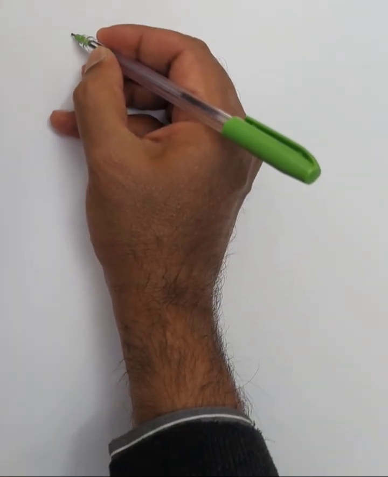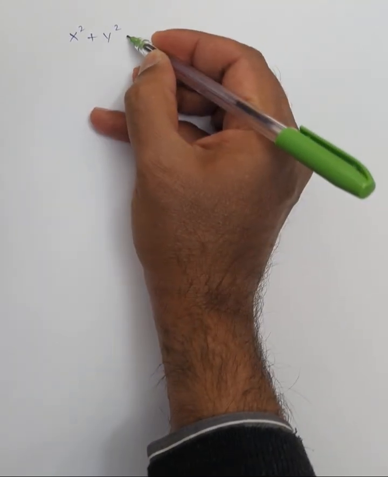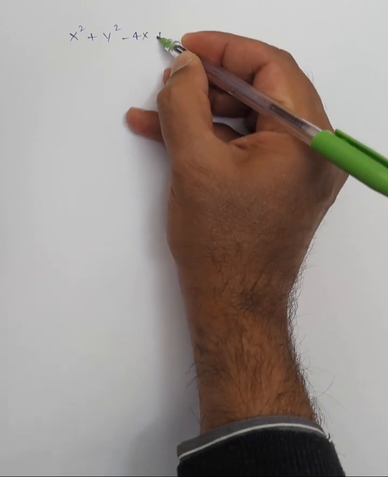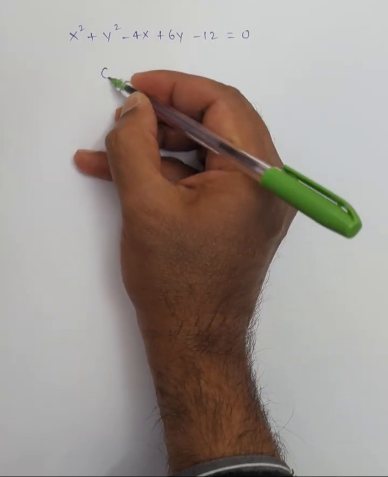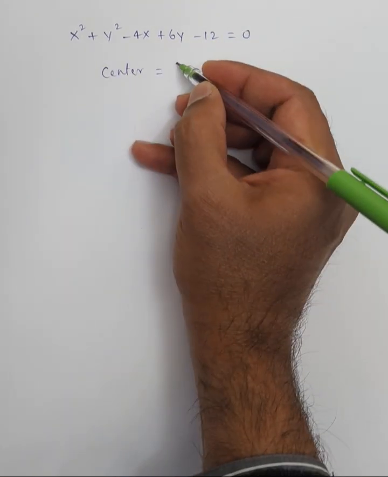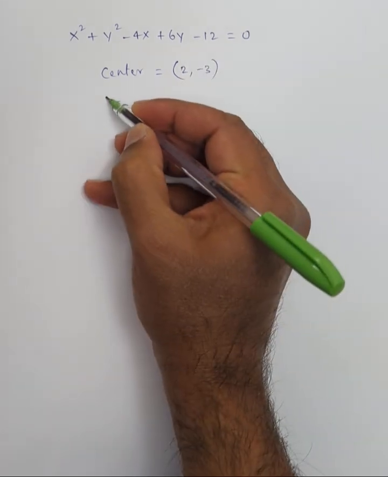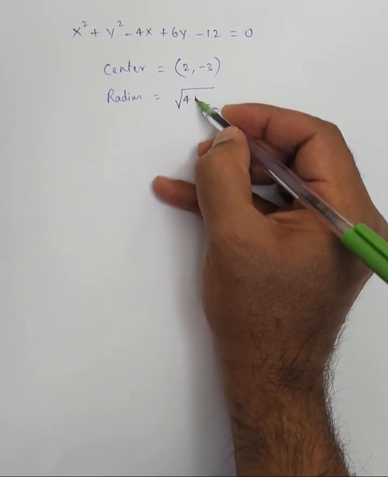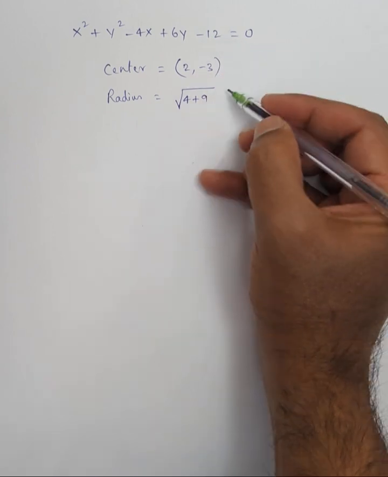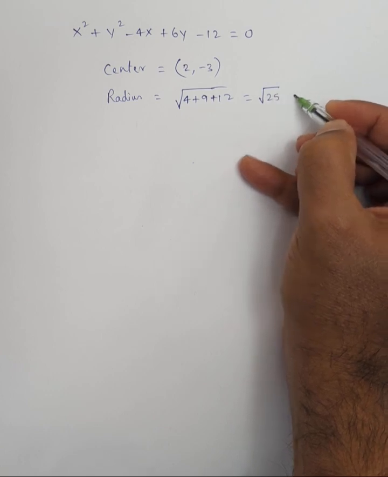So let's look at one such example. So what is the center and radius of this circle? x² + y² - 4x + 6y - 12 = 0. Well, the center is simply (2, -3). And the radius is square root of 4 plus 9. I have to subtract negative 12, so that's adding a 12. So that's square root of 25, which is 5.